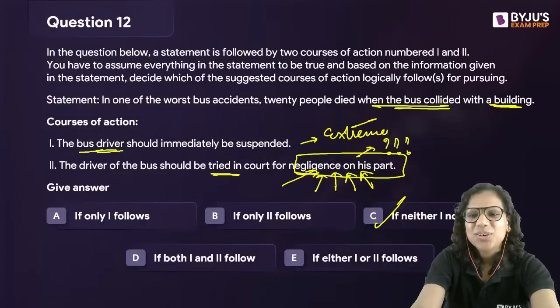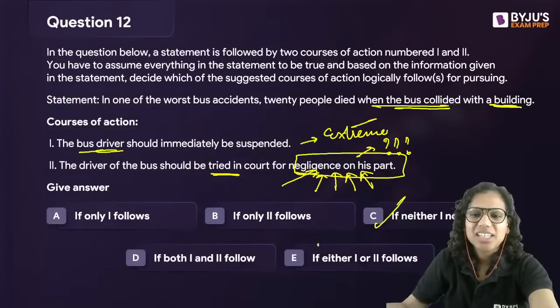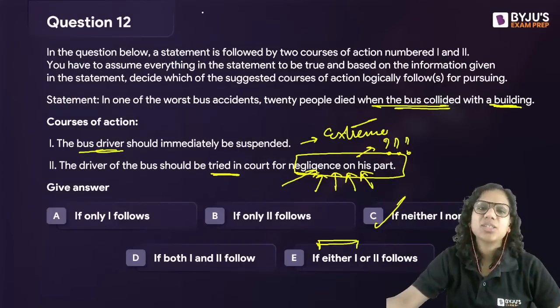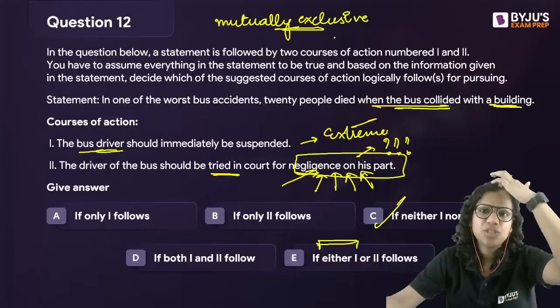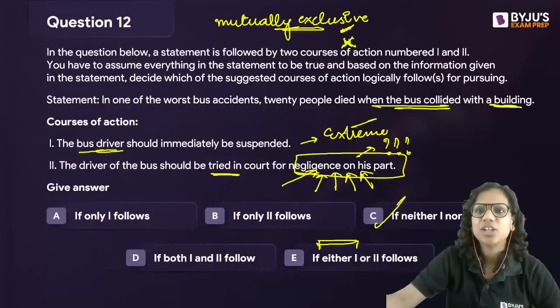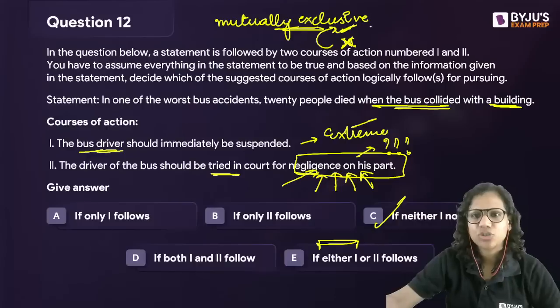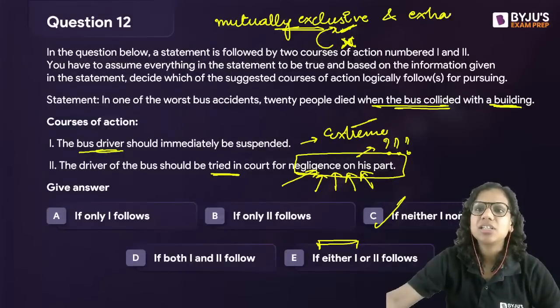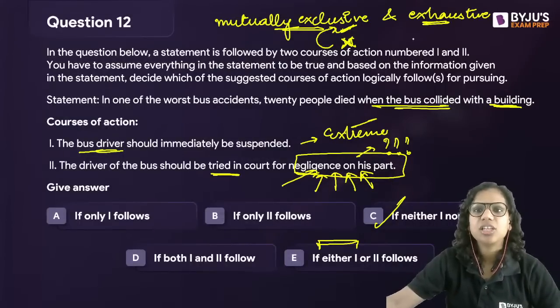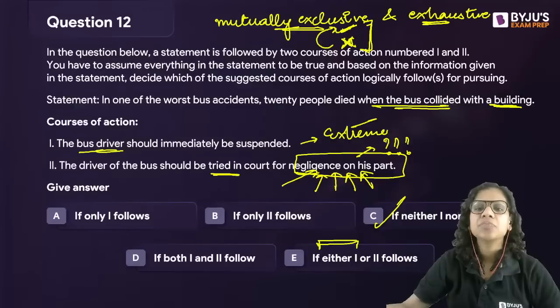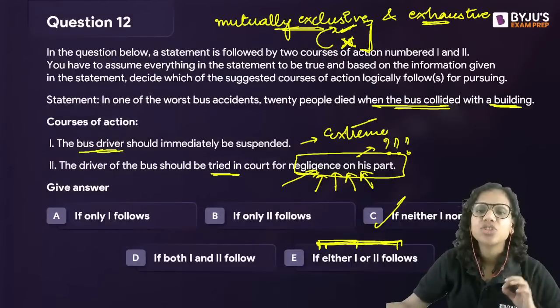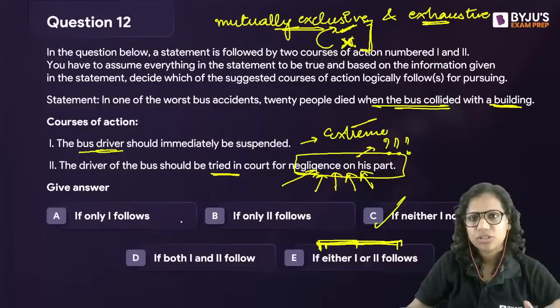Right. Okay, so now Zoya was asking when is the either or scenario justified? In very rare cases, this will happen. When does that happen? When the courses of action are first mutually exclusive. Mutually exclusive means that if one happens, the other can't. That means one course of action can happen only when the other cannot. And they are exhaustive. That means these are the only two possible courses of action. There is no other course of action possible apart from these. That is when the either or scenario is justified. So you'll find very few such questions where the answer is either or. Okay.